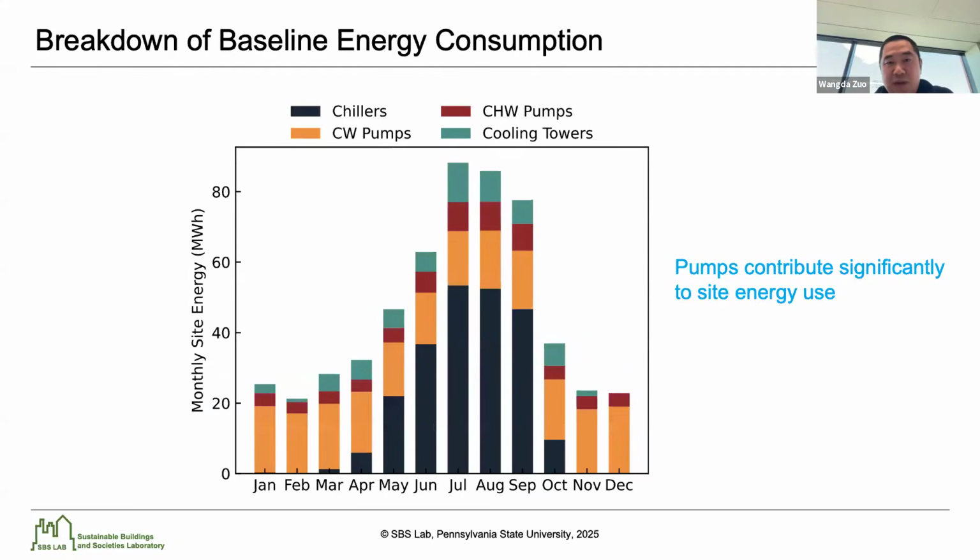And then the Modelica model also allows us to export the energy consumption of different equipment, right? This figure shows the distribution of the energy consumption. As you can see, in the winter, it's largely pump energy because it's cold in Colorado. You really don't need much chiller. You can just run it in economizer mode. But in the summer, of course, you need chillers. So now you can see chiller energy dominance.